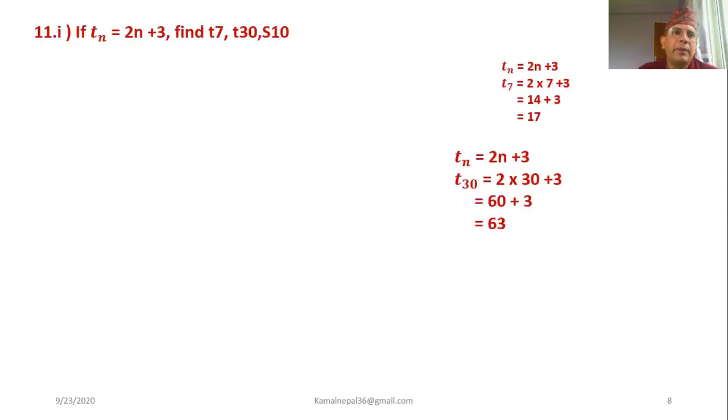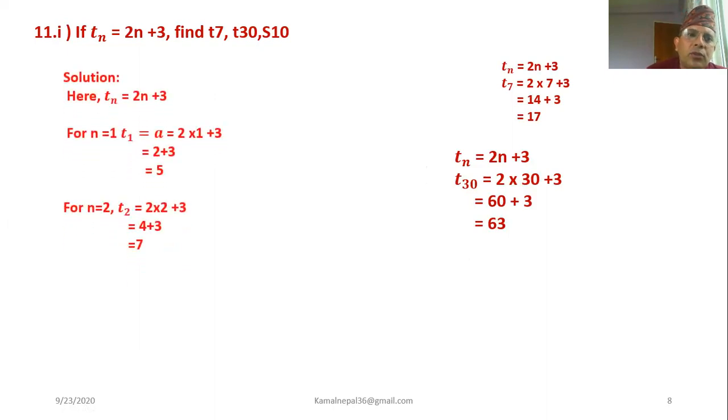And question number 11, it is given Tn is equal to 2n plus 3, and we need to find out T7, T30, and S10. So to find out T1, it is the first term. In the place of n, write down 1, n is equal to 1. T1 is equal to A, it is 2 into 1 plus 3. In the place of n, write down 1. 2 into 1 is 2, 2 plus 3 is 5. Similarly, T2 is equal to 2 into 2 plus 3, it is 4 plus 3 is 7.